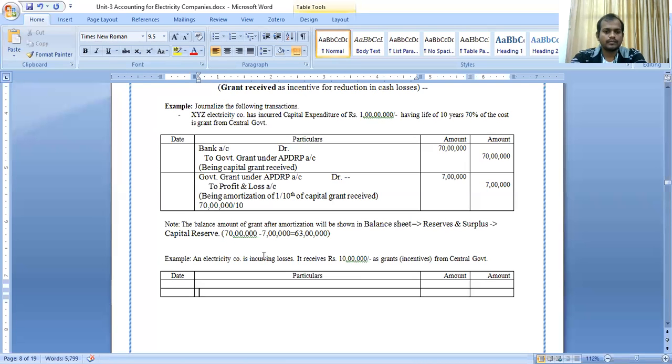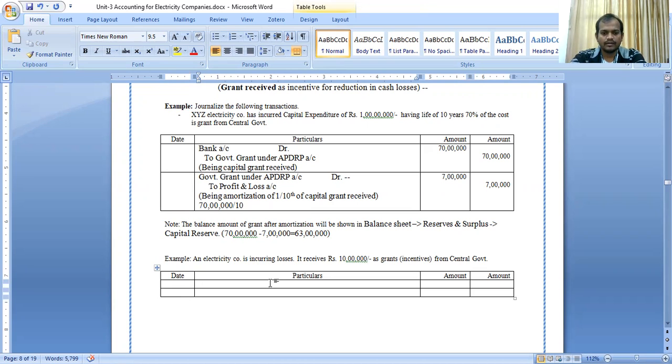Another example, an electricity company is incurring losses. So it receives 10 lakhs as a grant, within brackets incentives, from the government. So if a grant is received as an incentive to meet the losses, what is the entry for it?